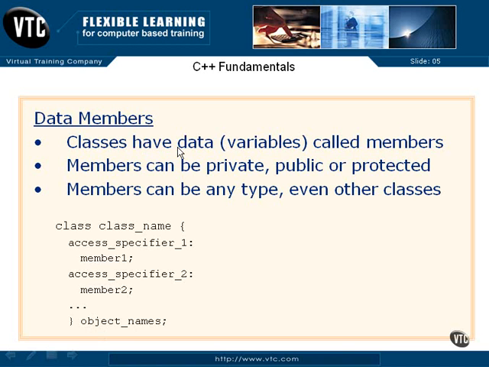So classes can have data or variables called members. Members can be private, public, or protected, and that's the access specifier. You'll see the word private or public or protected in that access specifier with a colon after it. Now the members that are there, they can be any type. They can even be other classes. They can be integers, floats, characters, all of those good things. But we have all kinds of opportunity to create new types of variables.